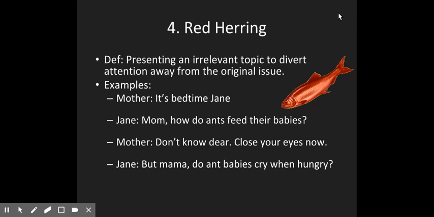So here's a kind of a silly example from a kid. Mother says, "It's bedtime, Jane." And Jane says, "Mom, do you know that ants feed their babies?" Mother: "I don't know, dear. How do they feed their babies?"